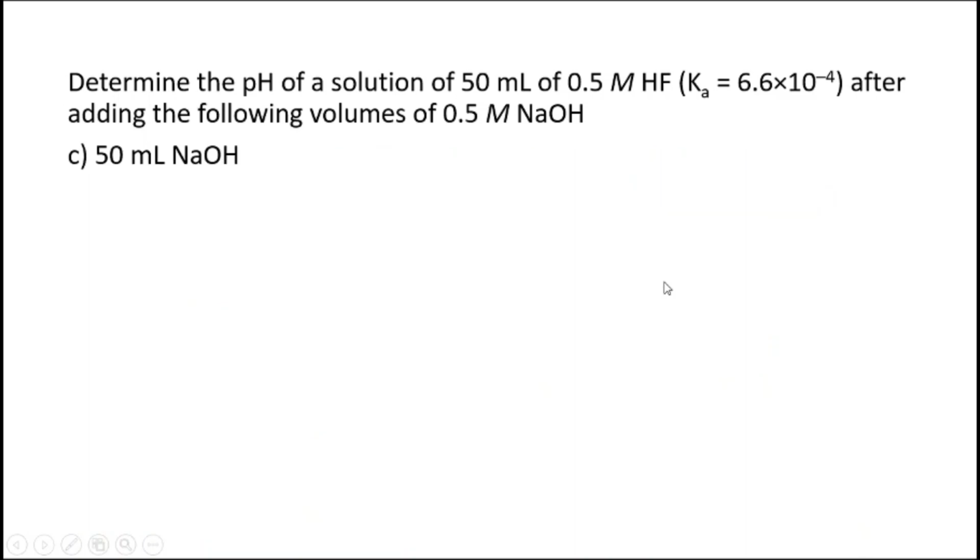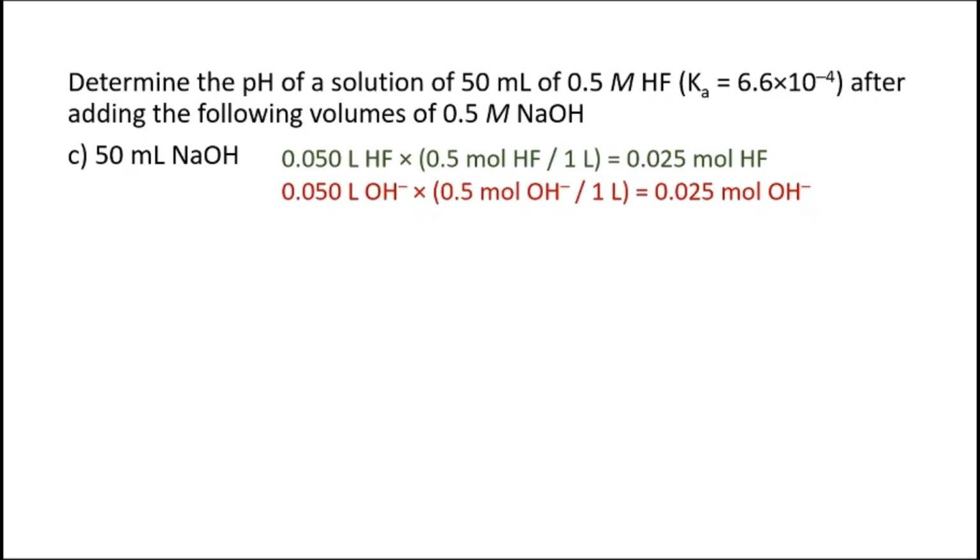So, the third aspect we have to look at is once we have added 50 milliliters of sodium hydroxide to our solution. And so at this point, one thing you should notice when we start doing some of this math is if you convert both of these volumes and molarities into moles, you have 50 milliliters of 0.5 molarity HF is 0.025 moles of HF. And 50 milliliters of 0.5 molarity sodium hydroxide is 0.025 moles of sodium hydroxide.